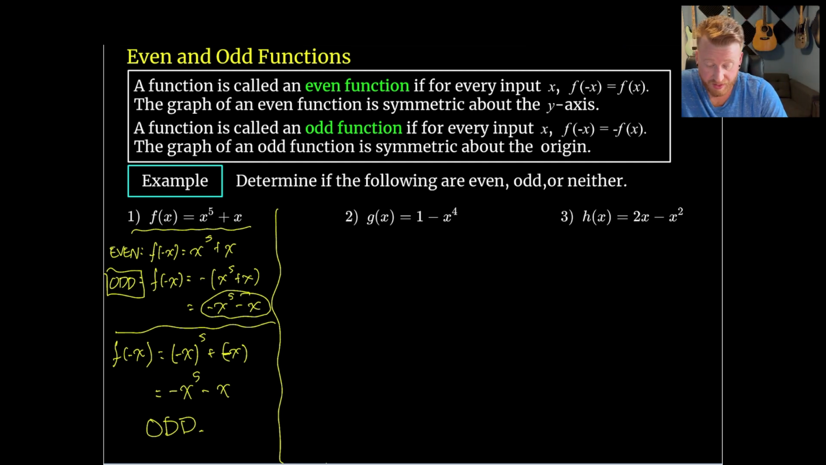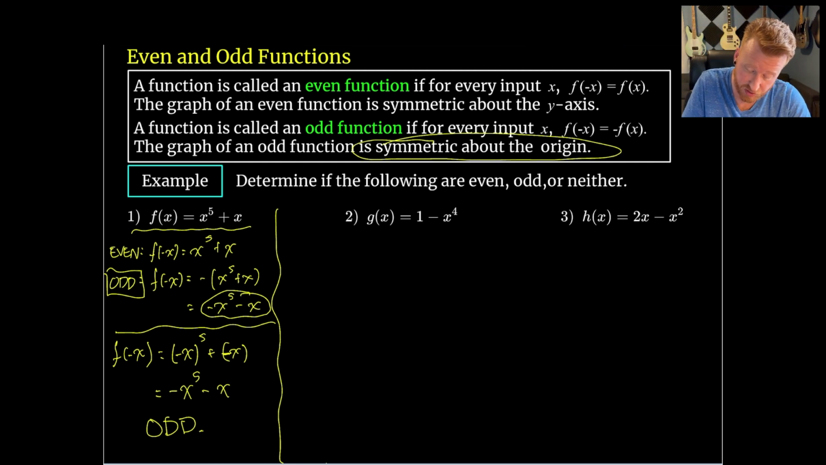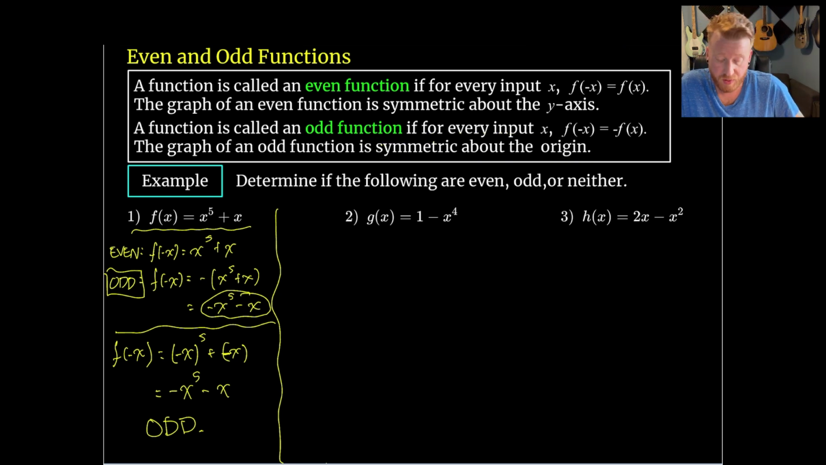And we will see on the next slide that it is symmetric about the origin. So that is how to compute from an equation whether we have an even or an odd function or neither. So we'll look at the other examples here.